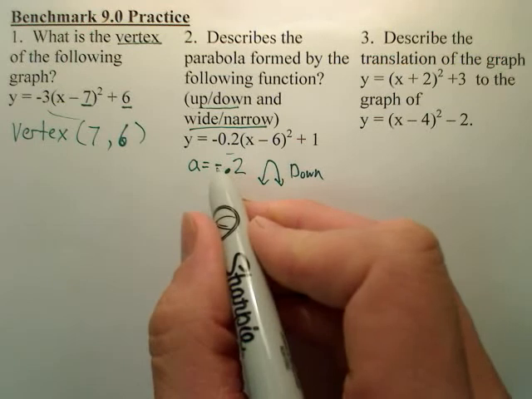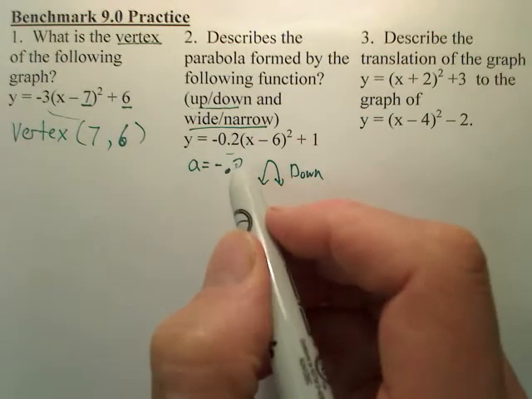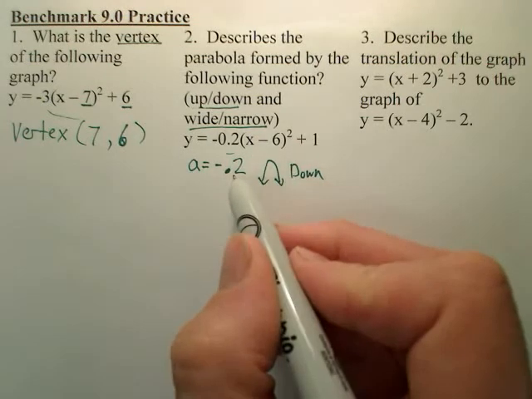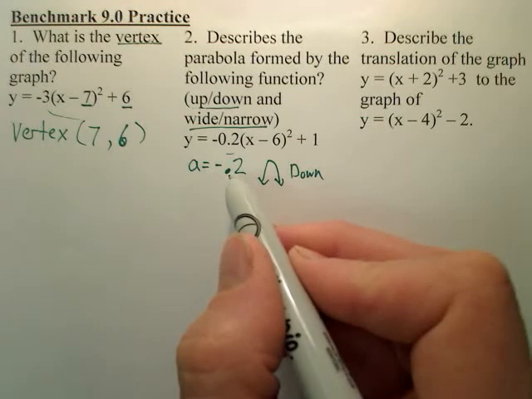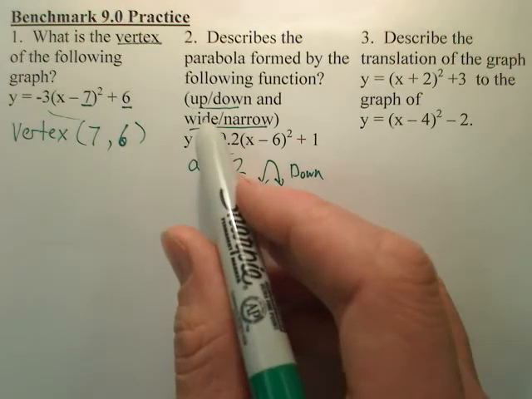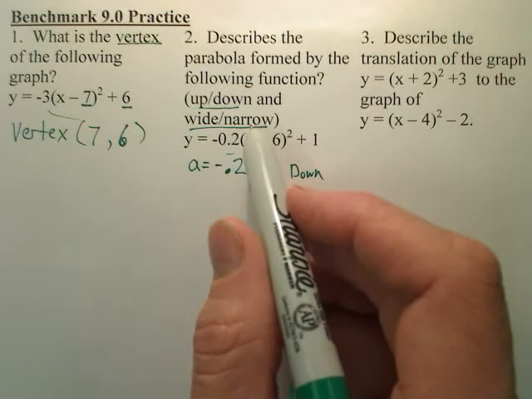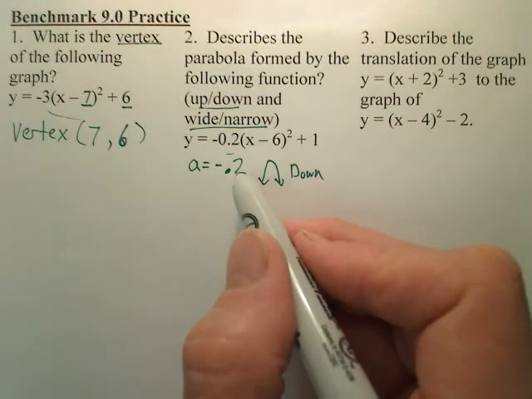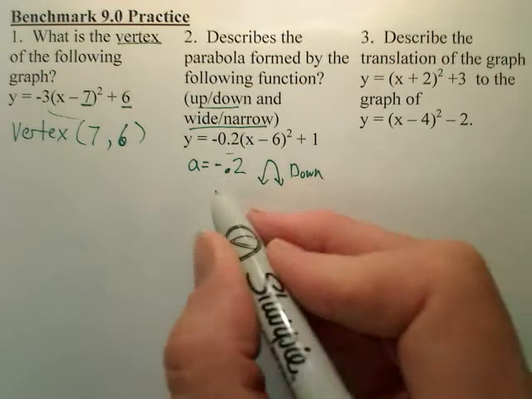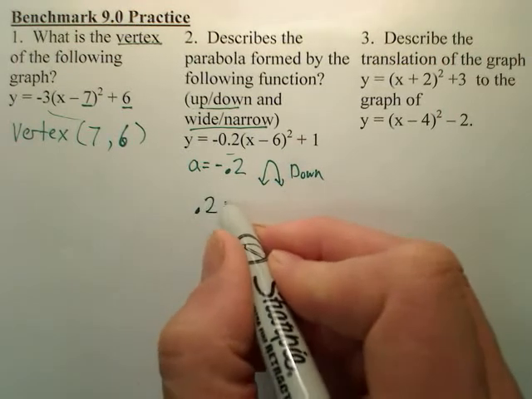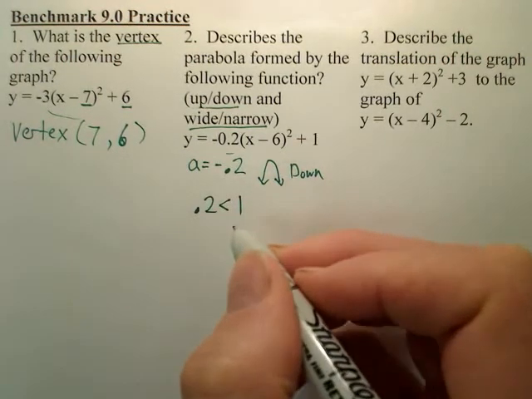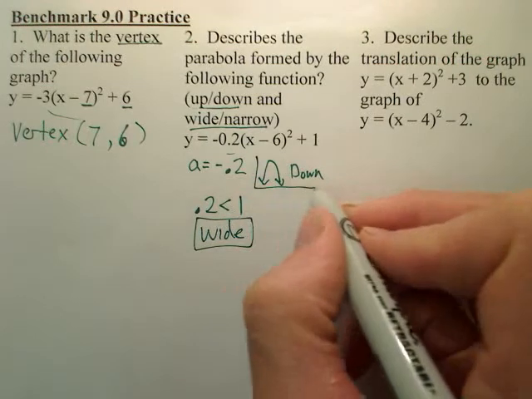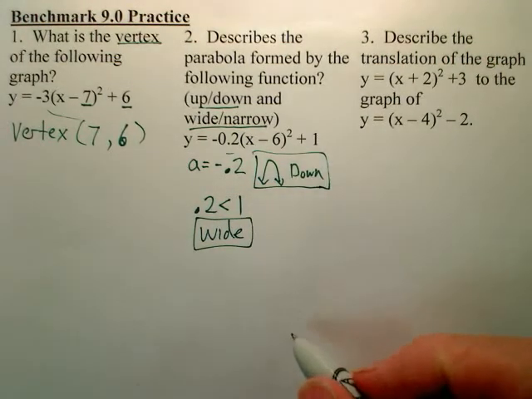Now, ignore the negative. Look at the 0.2. Is 0.2 less than 1 or greater than 1, or is it 1? Because 1's a normal parabola. If it's wider, the graphs are less than 1, narrower graphs are greater than 1. Now think about 0.2, not negative 0.2, but 0.2. Is 0.2 less than 1 or greater than 1? Hopefully you realize it's less than 1. So since 0.2 is less than 1, we know the graph is going to be wide. So it's down and it's wide. That's all you put for this particular problem.